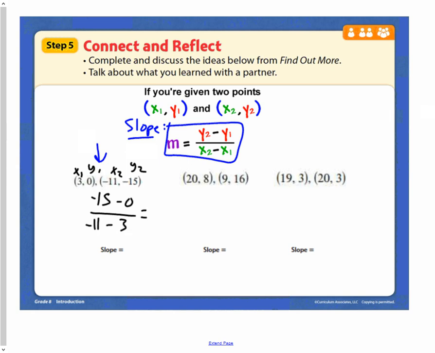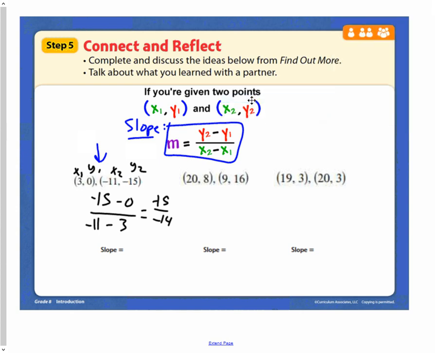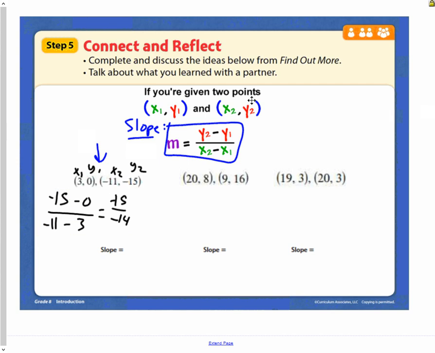And all I have to do is subtract. Negative 15 minus 0 is negative 15. Negative 11 minus 3 is negative 14. So my slope is negative 15 over negative 14, or if you know anything about negatives, they cancel out, so it's just positive 15 over positive 14. All right, so the slope is 15 over 14. Seems a little weird, but that's just what the slope would be. Every 15 times you go up, you go over 14.